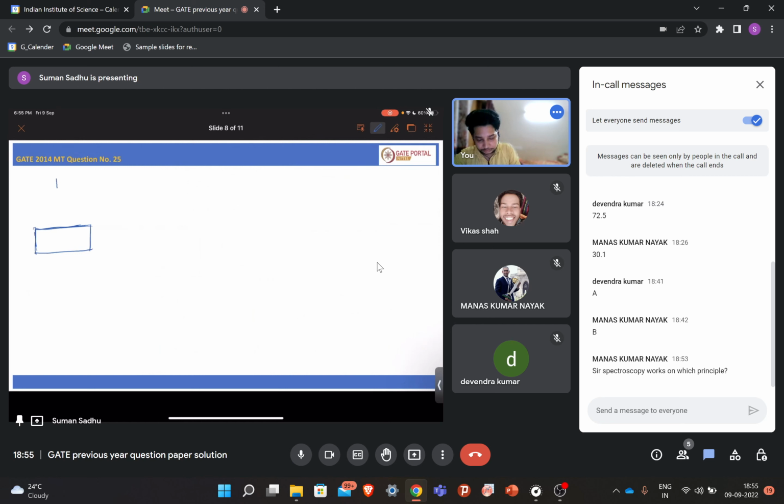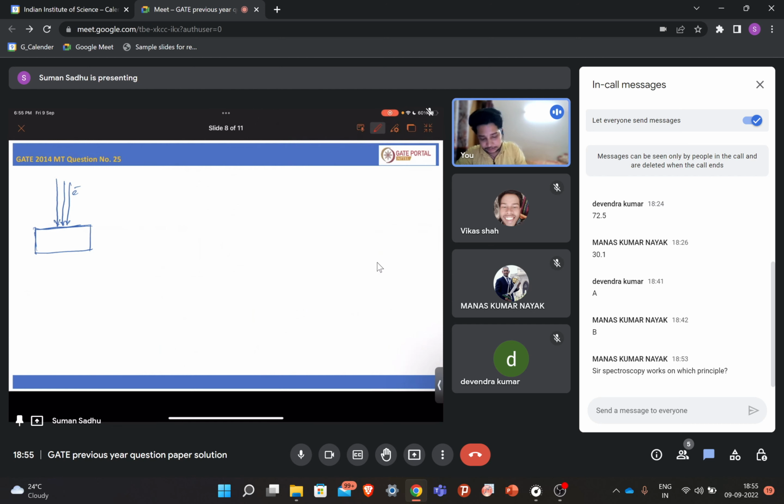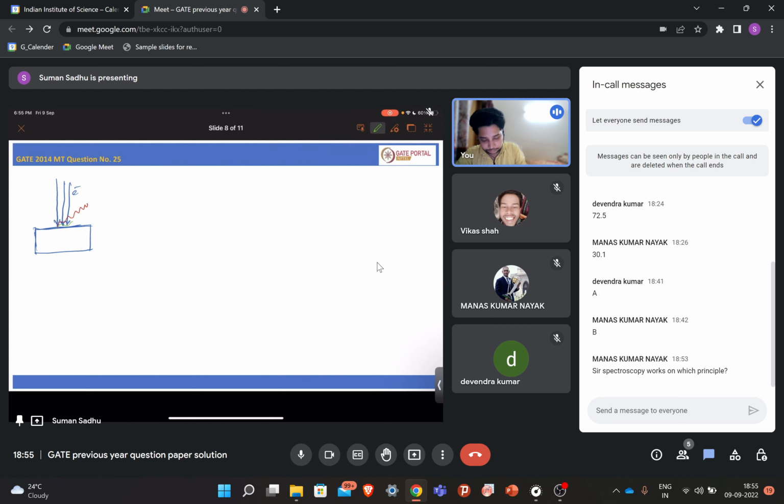Let's say you are falling an electron beam on the sample, right? Now depending on the element present here, a different kind of wavelength will be generated. Let's say iron is present, so one wavelength you will get from the iron. Let's say copper is also present, one wavelength you will get for copper.